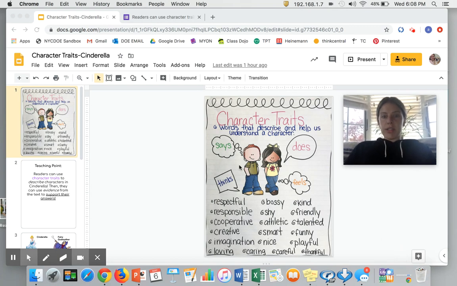Remember, character traits are words that describe and help us understand a character. So when you're reading, pay attention to what characters are saying, what they're thinking, what they're doing, and what they're feeling to figure out what kind of character they are. What kind of traits do they have? These are examples of character traits: respectful, kind, friendly, talented.